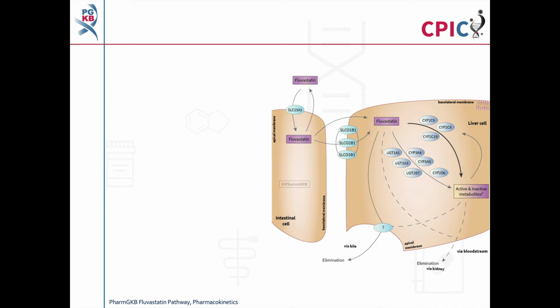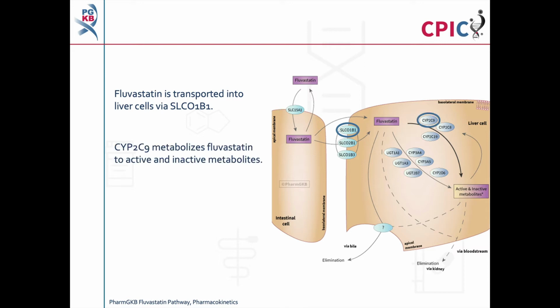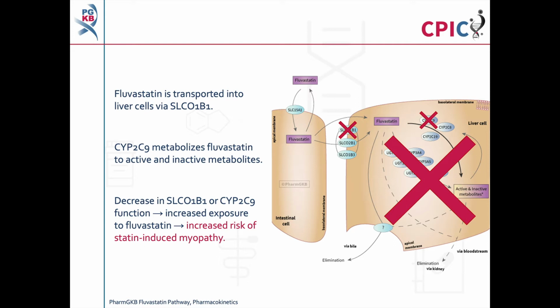This is the PharmGKB fluvastatin pharmacokinetics pathway. A link to the original pathway is provided in the description below this video. Like other statins, fluvastatin is used to lower cholesterol production in the body by inhibiting the enzyme HMG-CoA reductase. It is transported into liver cells by transporter proteins encoded by the gene SLCO1B1. Once inside liver cells, it is metabolized by several enzymes, including CYP2C9. Patients with decreased SLCO1B1 function or decreased CYP2C9 function have increased exposure to fluvastatin. This can increase the risk of statin-induced myopathy.